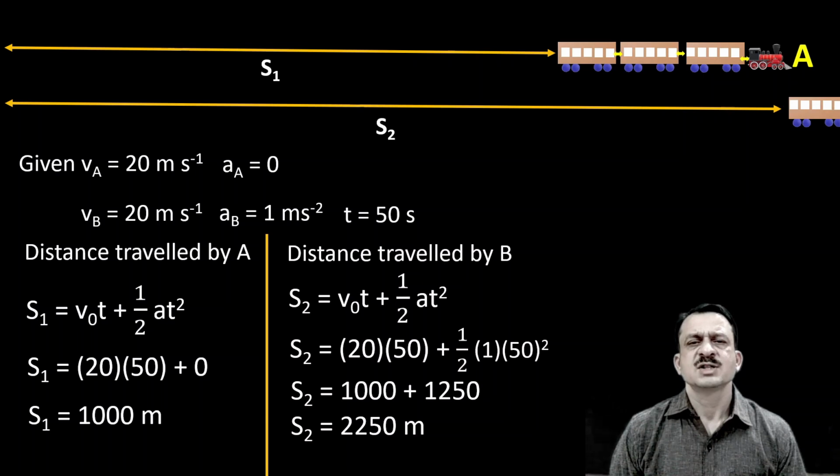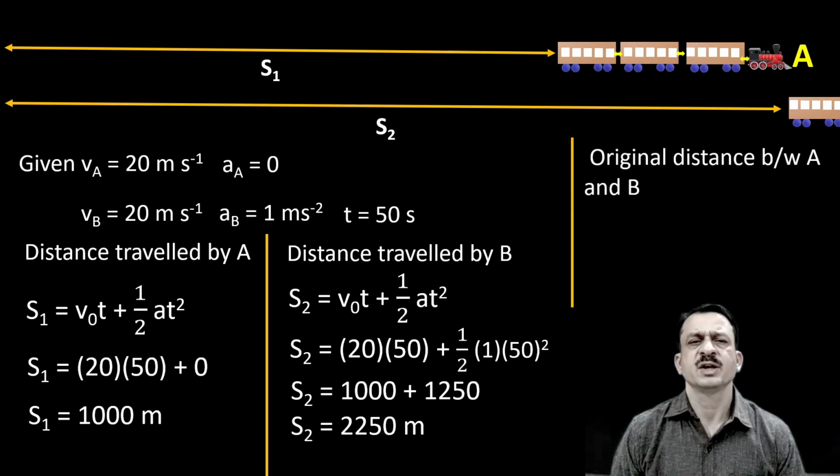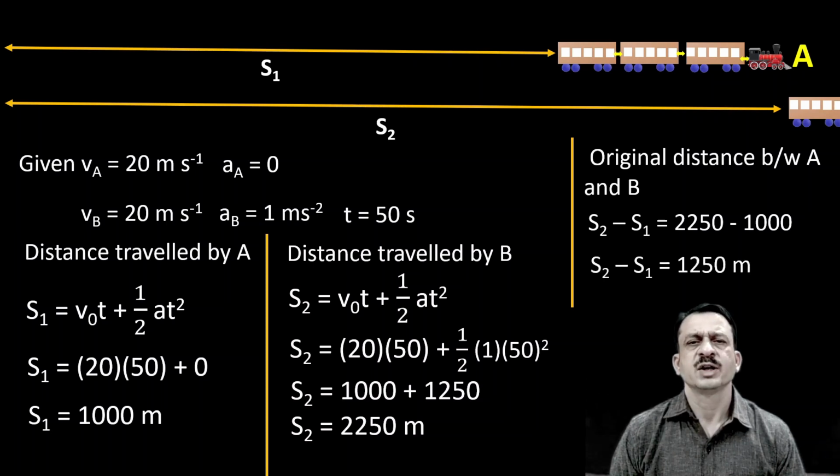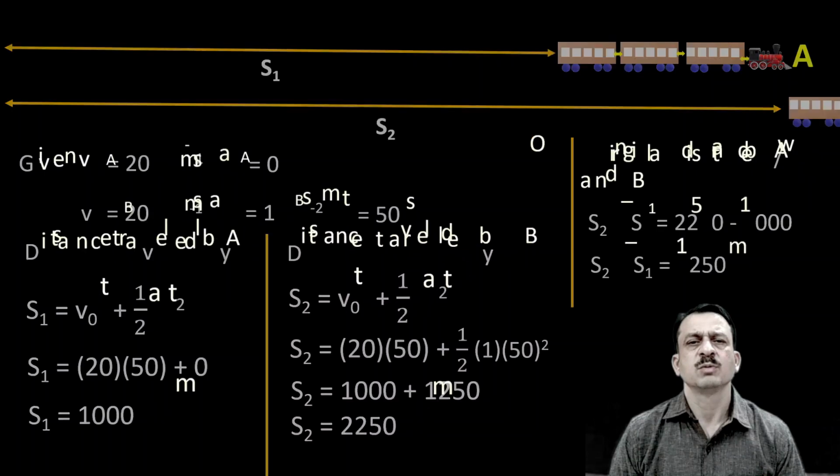Now we have to work out the initial distance between the two trains. That original distance is given by S2 minus S1. Therefore it is 2250 minus 1000, which is 1250 meter. Here we have solved this problem based on the motion of B with respect to A. You should remember this one. We have taken the motion of B with respect to A, not with respect to the ground. Clear? Move on to the next problem.